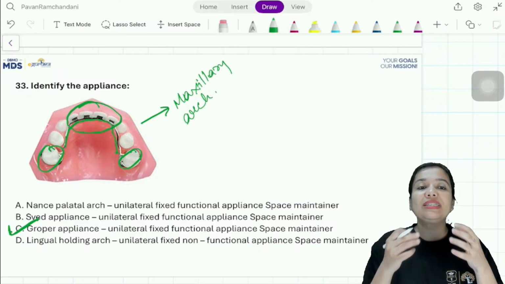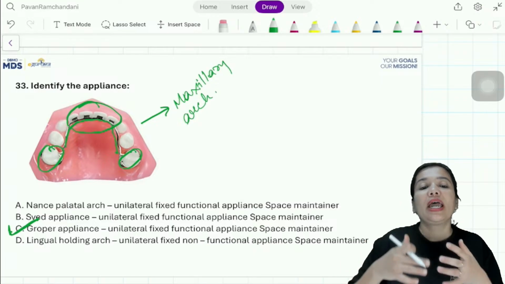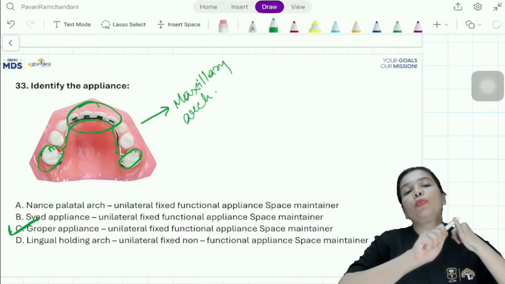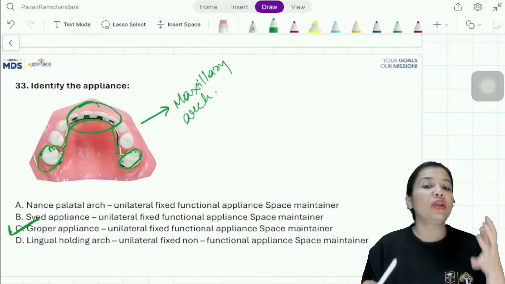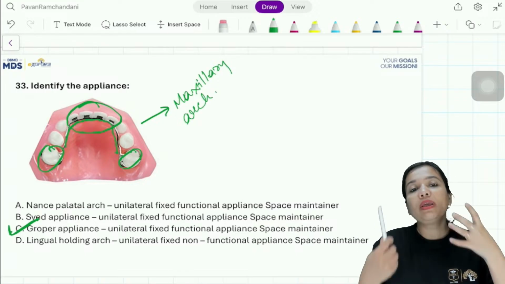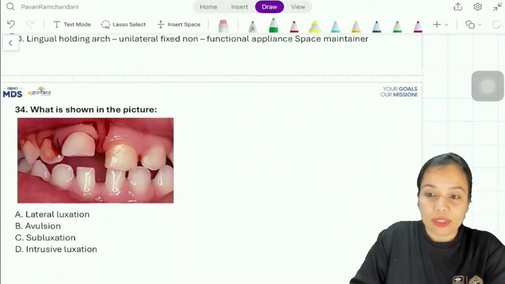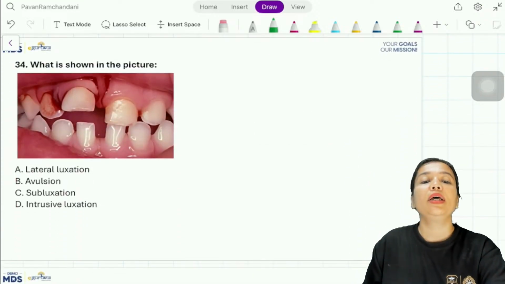Also, it prevents the tongue habits, otherwise the tongue will keep propping into the empty space, and the child will develop tongue thrusting. So one, in order to prevent tongue habits, and two, in order to have proper speech development, you give Groper's appliance, which replaces the anterior prematurely lost teeth. Right? Question number 34 is, what is shown in this particular picture?